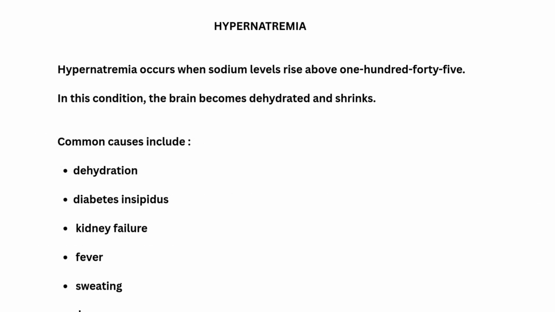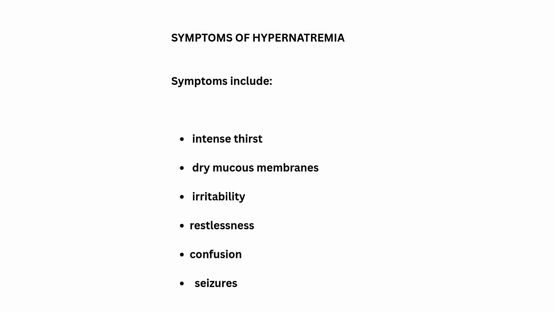Hypernatremia. Hypernatremia occurs when sodium levels rise above 145. In this condition, the brain becomes dehydrated and shrinks. Common causes include dehydration, diabetes insipidus, kidney failure, fever, sweating, and burns. Symptoms include intense thirst, dry mucous membranes, irritability, restlessness, confusion, and seizures.